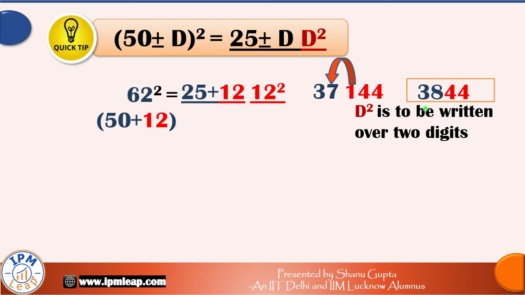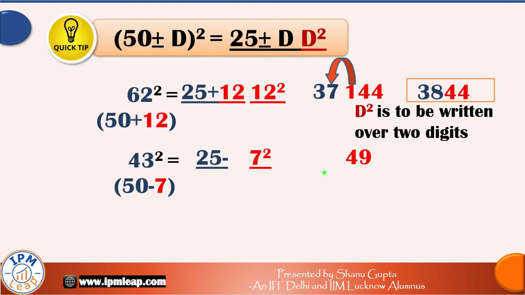2 more examples. This time let's take numbers less than 50. 43 square. 43 is 7 less than 50. So D is 7. The rightmost 2 digits of our answer are 7 square, that is 49. And the left hand side of our answer is 25 minus 7, which is 18. So 1849 is our answer.